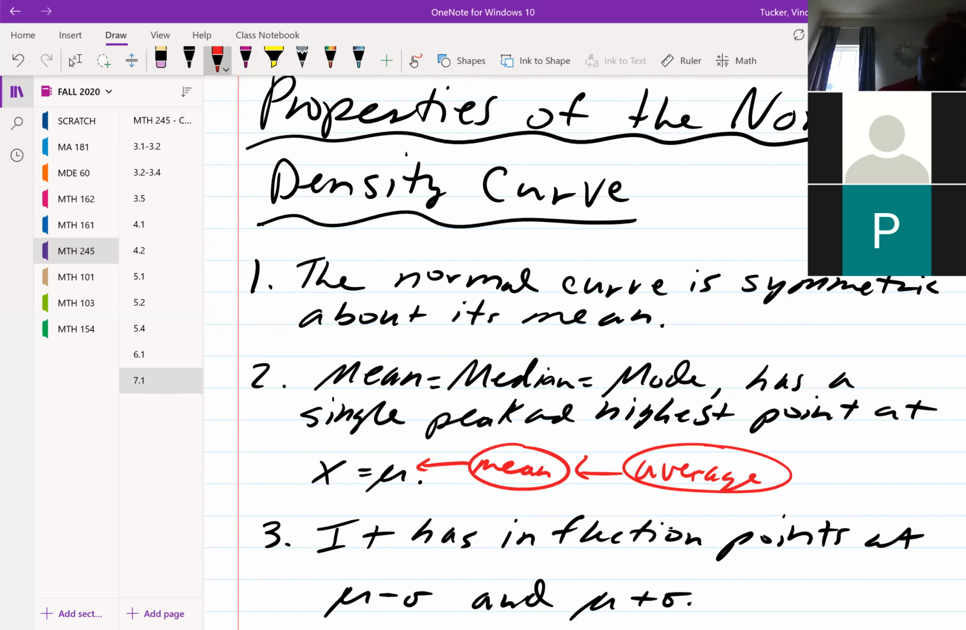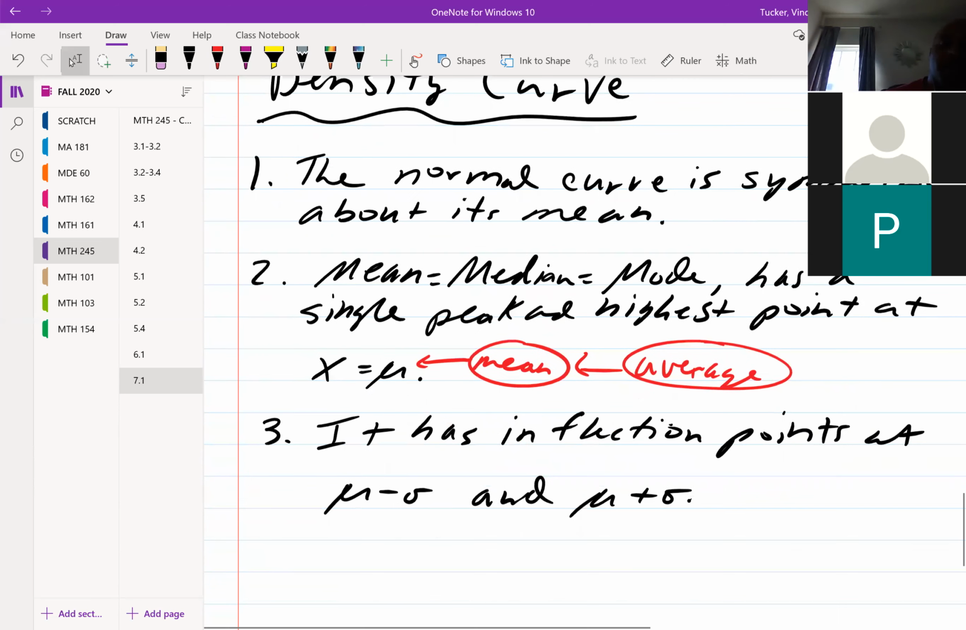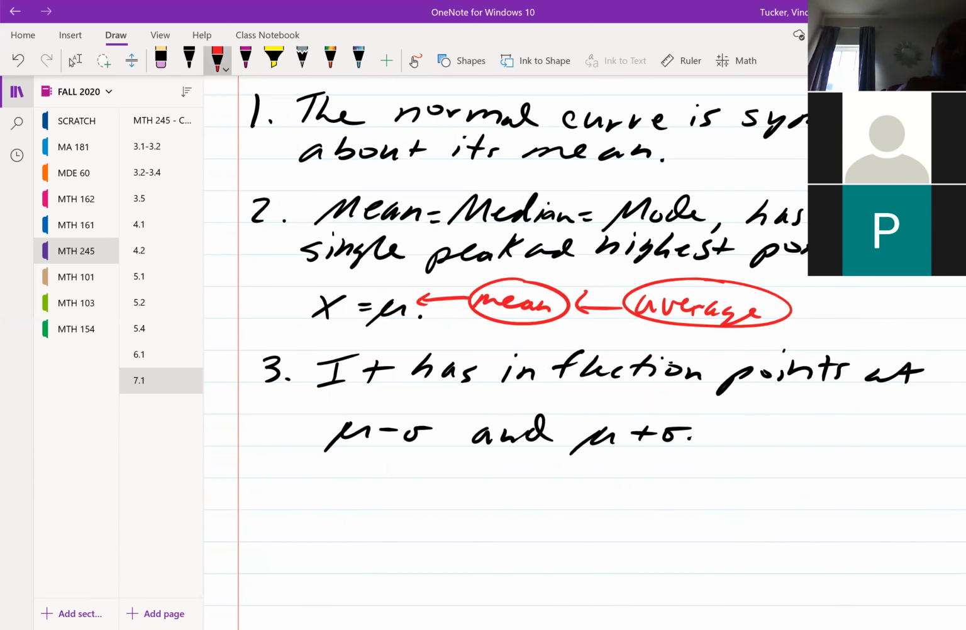And then third point, it has inflection points, which is already mentioned, but it's one of the properties. It has inflection points at your mean minus your standard deviation and your mean plus your standard deviation.